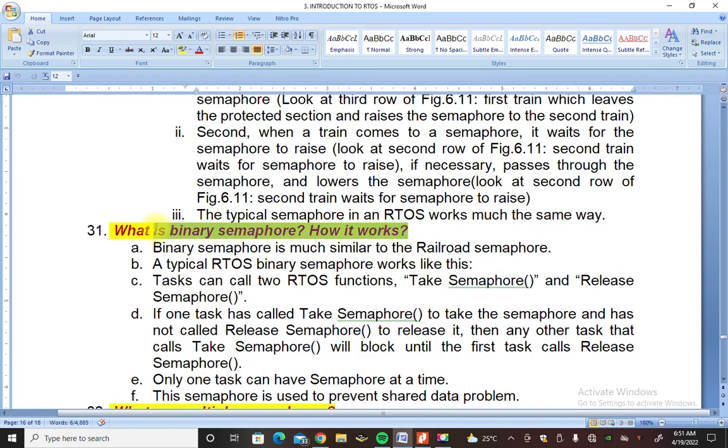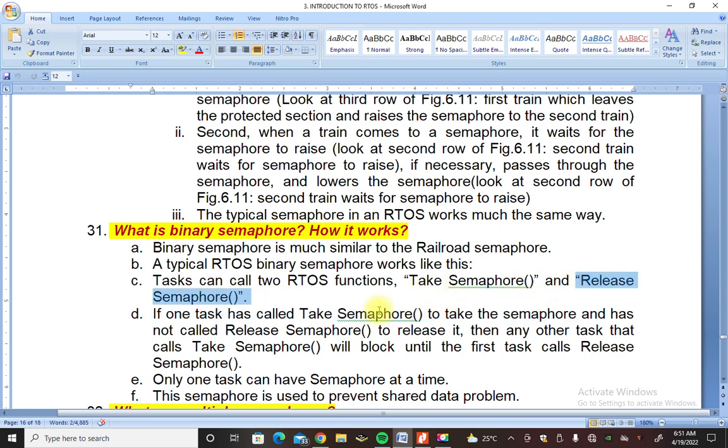And there are different types of semaphores. Here you can say there is something like a binary semaphore. What is a binary semaphore and how does it work? A binary semaphore is much similar to the railroad semaphore. The typical RTOS binary semaphore works like this: a task can call two RTOS functions. One function is take semaphore, and the other is release semaphore.